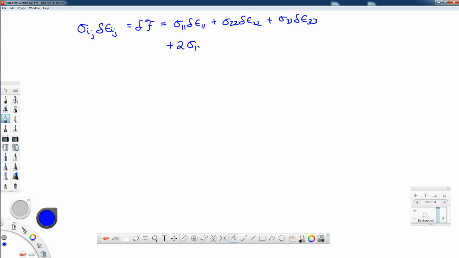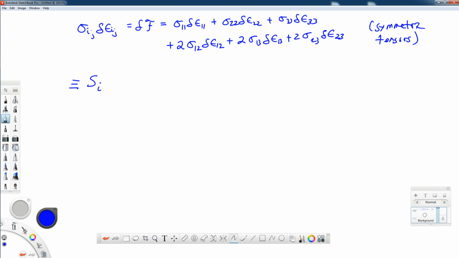So we have 2 sigma 1,2 variation in tensor strain epsilon 1,2. We get 2 of these other terms. And finally, the last pair of shear terms, 2 sigma 2,3 variation epsilon 2,3. Now we have some terms in here that look like stresses and some that look like strains. There's a couple ways to write this, and we're going to follow what our book is doing. We're going to define a stress S sub i and a strain term E sub i.